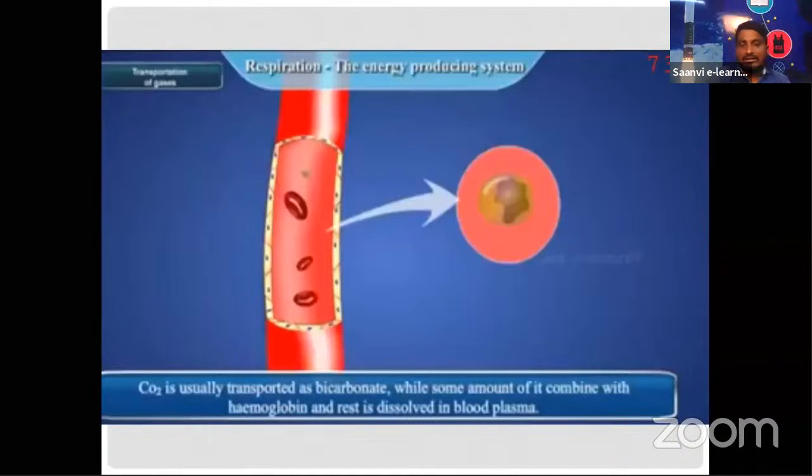Okay, see here, it is clearly shown on the figure. Please look at the screen. How that amount of carbon dioxide combines with hemoglobin and the rest is dissolved in blood plasma. See here, on the right side in the circle, it is showing how it is dissolved in blood plasma. Okay.